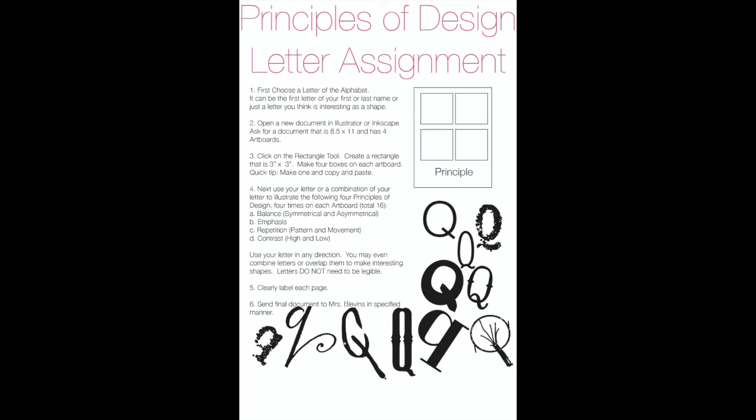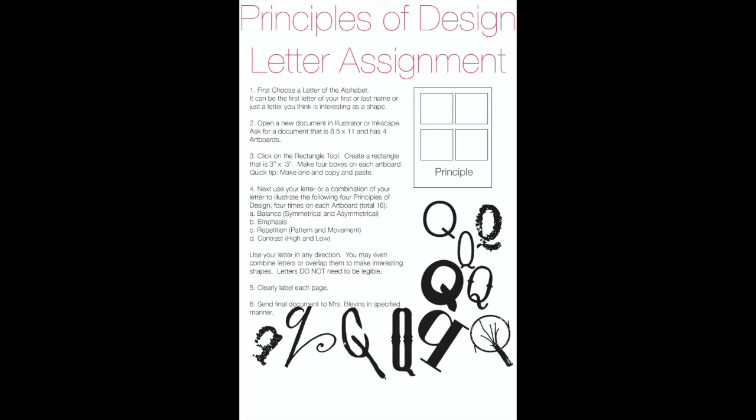Then you're going to make a new document and you're going to choose emphasis this time. The 3rd document will be on repetition. Try and use pattern and movement. And then the 4th document would be for contrast. So in the end, you'll need to have 16 squares with 16 thumbnails in them. If you don't do all 16, you will be dinged points.